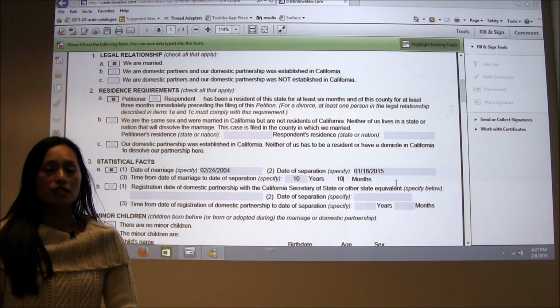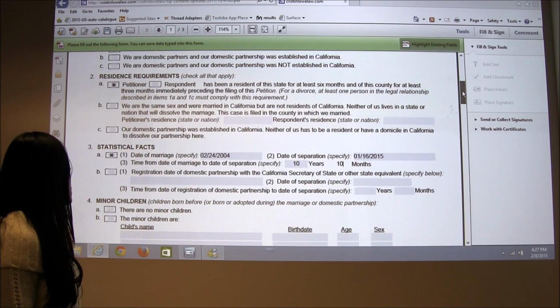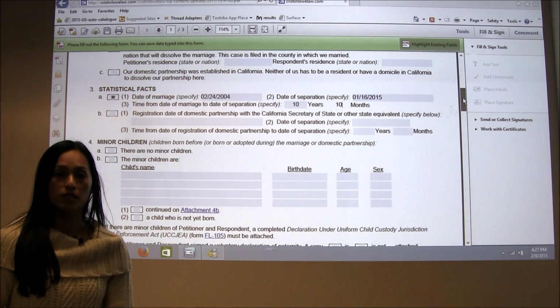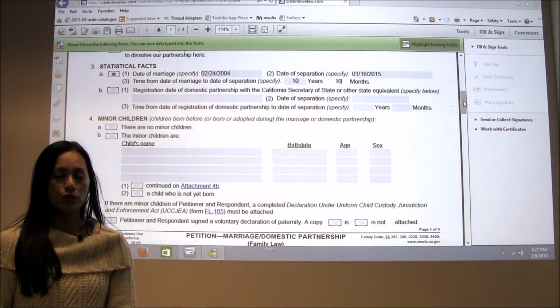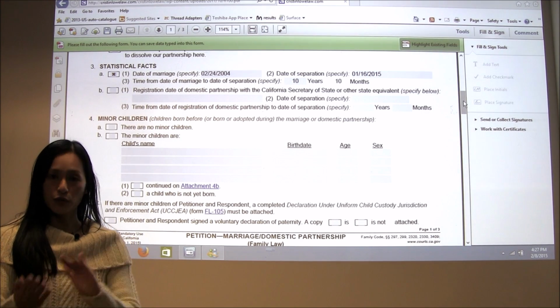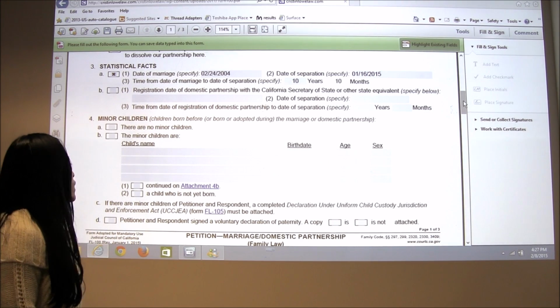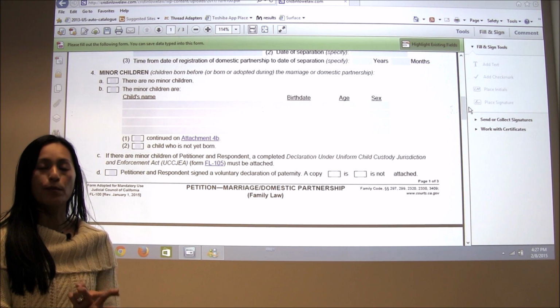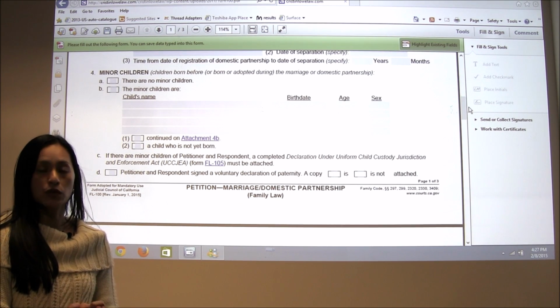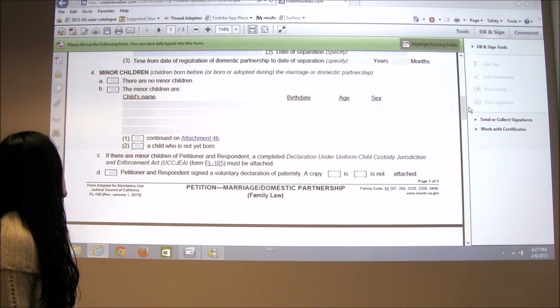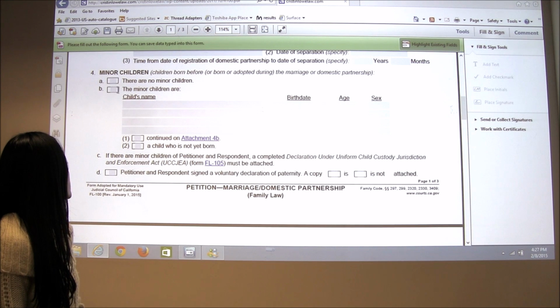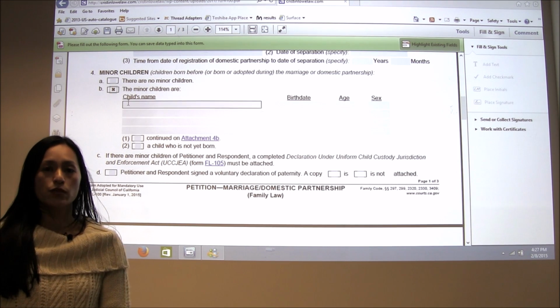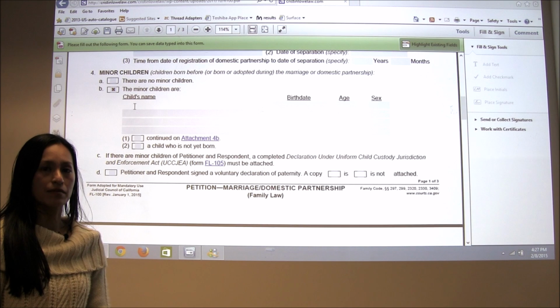All right, going down to number 4, we have minor children. So what are minor children for purposes of a divorce? It is a child who is biologically yours and your spouse's, or a child that one of you has adopted during the marriage, or both of you have adopted during the marriage. So they are either biologically yours or legally yours through adoption. So in this case, there is going to be a minor child, so we're going to check the box 4B, and we're going to list the child's name. In this case, they have one child, and his name is Ryan Smith.